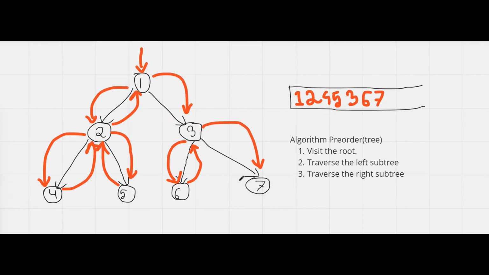Now from 7, we have to move on to node 3 again, and all of the left and right subtrees of node 3 are processed. So from node 3, we have to return to node 1 again, and all of the left and right subtrees of node 1 are also processed. So this is the basic workflow of the binary tree pre-order traversal algorithm. Now let's understand the solution.